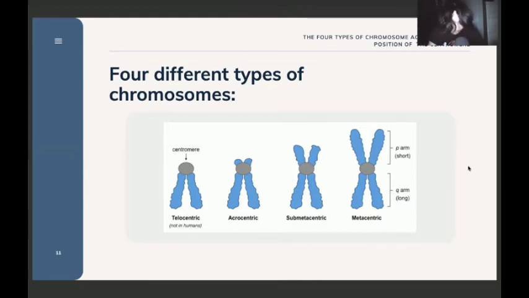Acrocentric chromosomes have a centromere which is severely offset from the center, leading to one very long and one very short section. Submetacentric chromosomes have the centromere slightly offset from the center, leading to a slight asymmetry in the length of the two sections. Metacentric chromosomes have the centromere in the center, such that both sections are of equal length.